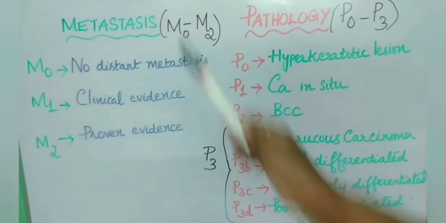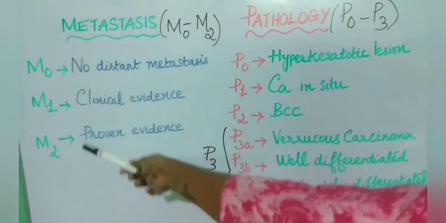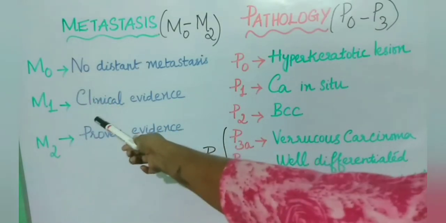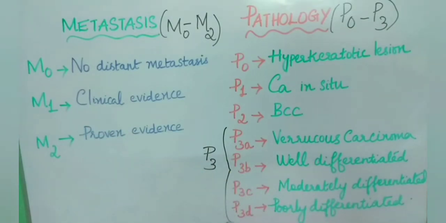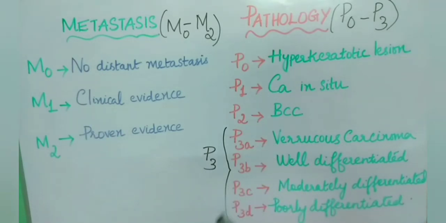Next is metastasis. In this particular category, we have M0, M1 and M2. M0 is characterized by no distant metastasis, and in case of M1, there is clinical evidence of distant metastasis without any definite histopathological or radiographic confirmation. In case of M2, there is proven evidence of distant metastasis which is beyond the regional lymph nodes.